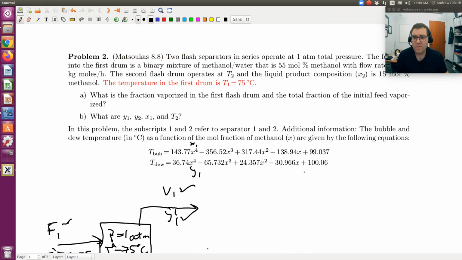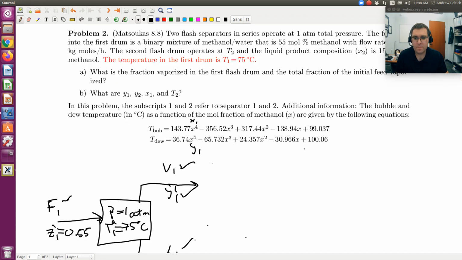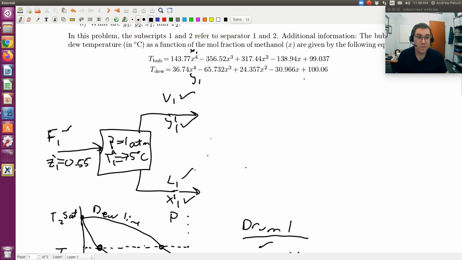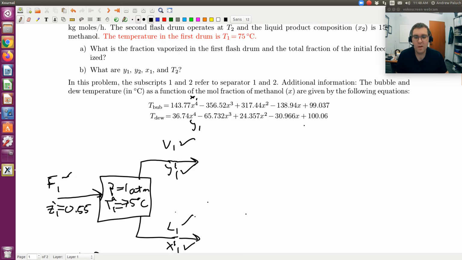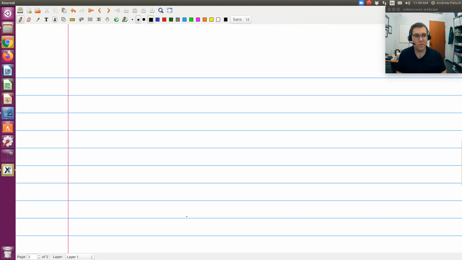So now thinking through that further, we're told that we have a second drum that operates at temperature T2, and the liquid product composition X2 is 0.15 mole fraction methanol. What's kind of unknown and a little confusing about this problem is that we basically have one of two options. One option is I could take my vapor product from this stream. Let me draw a TXY diagram and try to explain what we might do with drums in series.